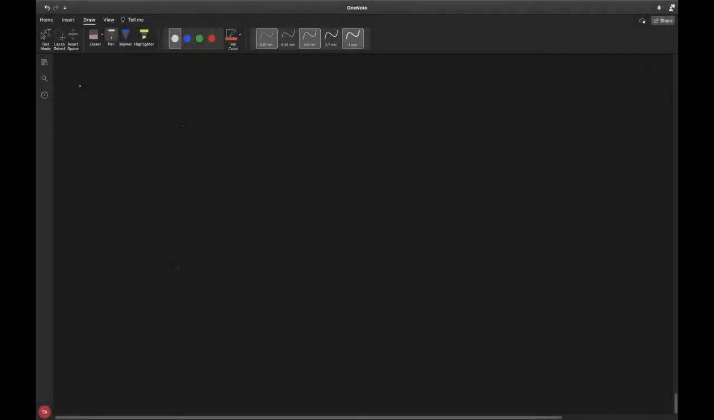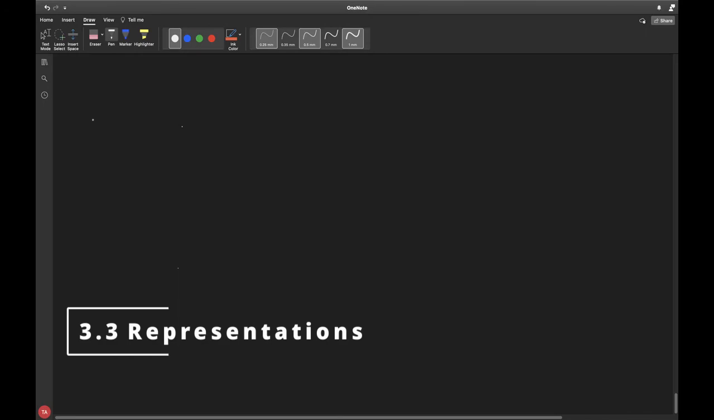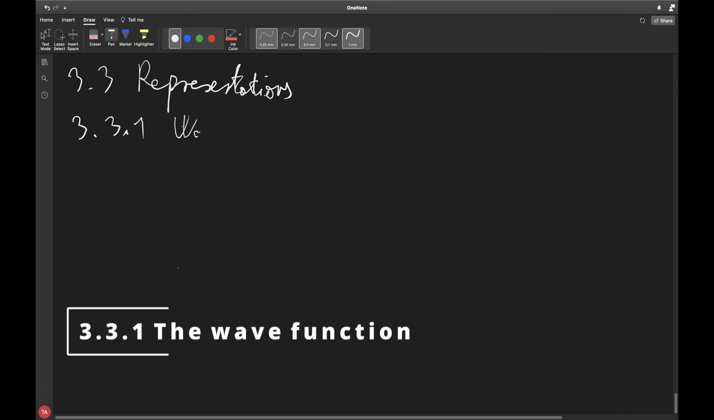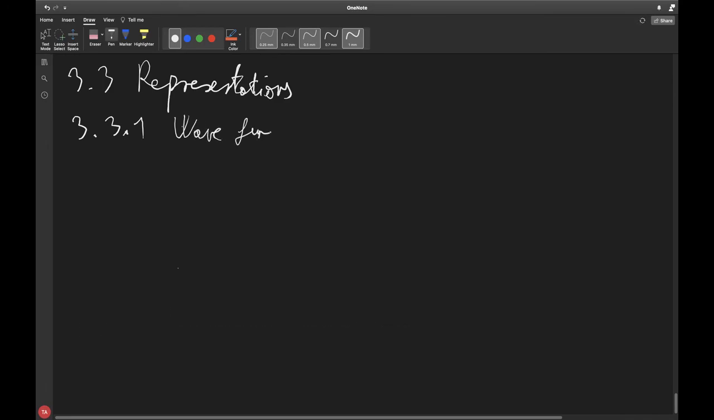And as the next step, let's discuss representations. So 3.3 is representations. And so we will have a subsection called 3.3.1 where we are discussing something which is called a wave function. So as of now, everything which happened earlier was just some abstract notion. So let's now make these things less abstract.